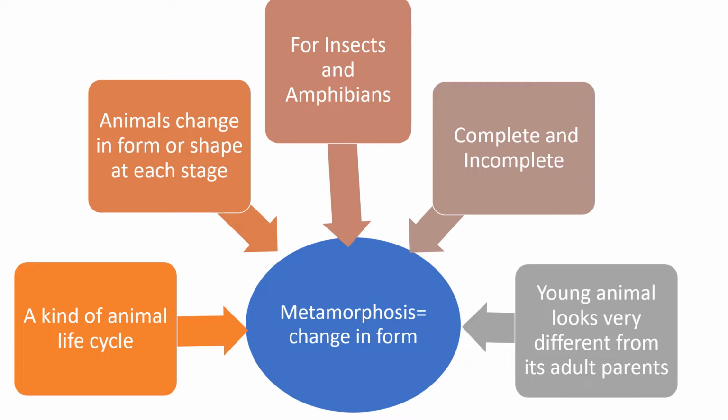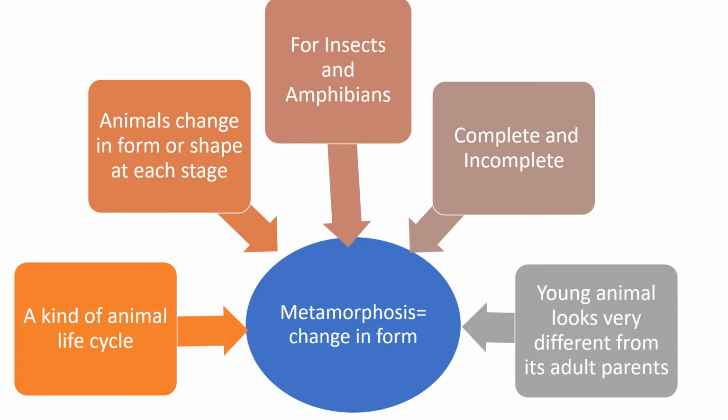There's 2 types of metamorphosis, a complete and an incomplete. A complete metamorphosis is when you have a complete change at every stage. So the animal is really changing at every stage. In an incomplete metamorphosis, the animal is still changing but not completely, not as much as in a complete metamorphosis.